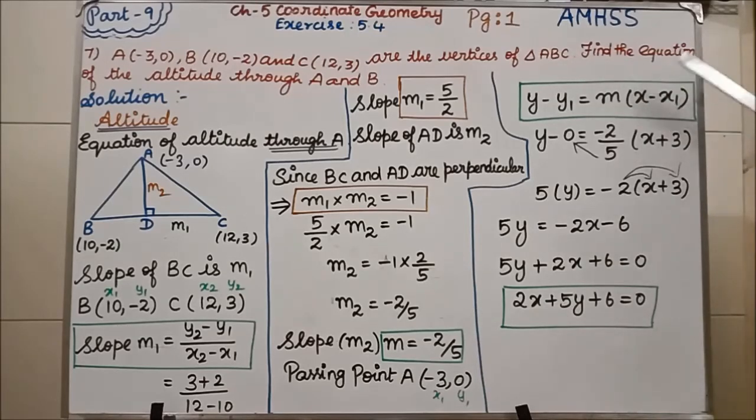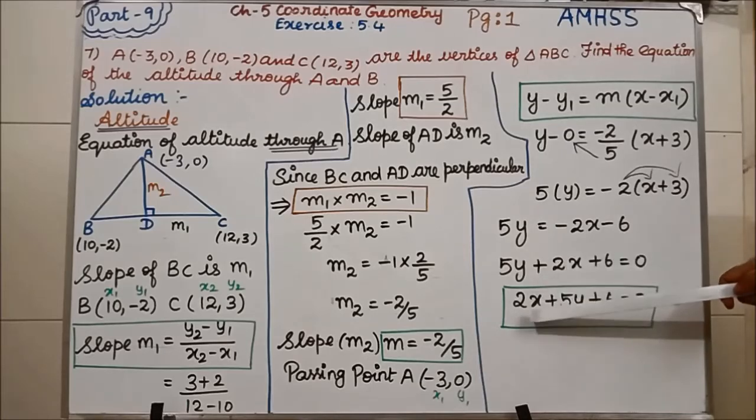Now the equation of the straight line. We find the equation of the altitude. So AD, that equation only we have to find, isn't it? So equation means what format should it be? X term, y term, then constant. So in that order we have to arrange. 2x plus 5y plus 6 equal to 0.